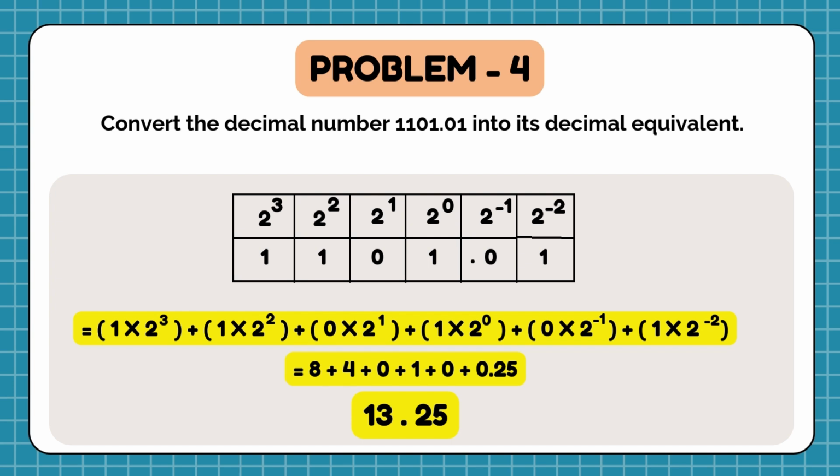For the fractional part, 0.01, 0 is at position minus 1. Therefore, we get 0 times 2 to the power minus 1 equals 0. 1 is at position minus 2. Therefore, we get 1 times 2 to the power minus 2 equals 0.25. Add them up, we get 0 plus 0.25 equals 0.25. So, the decimal equivalent of 110.01 is 13.25.